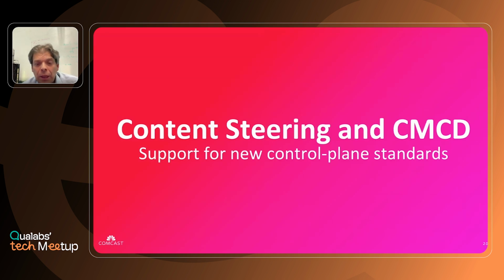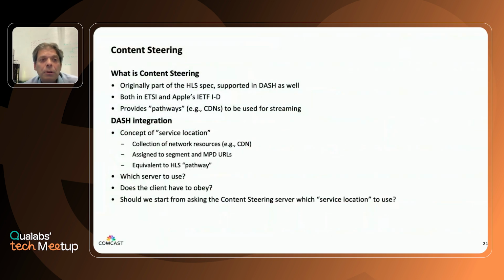Next, content steering and CMCD, our favorite subjects. So first of all, content steering. What is content steering? I think this is probably a little bit rhetorical because most people here already work with it, but it's originally a part of the HLS spec, supported in Dash, and what it does is it provides pathways and their priorities. So this may mean CDNs to be used for streaming. So this is defined elsewhere.